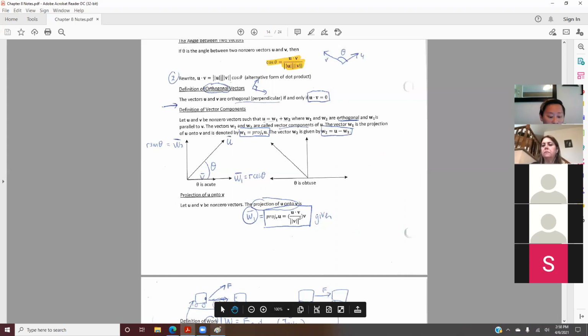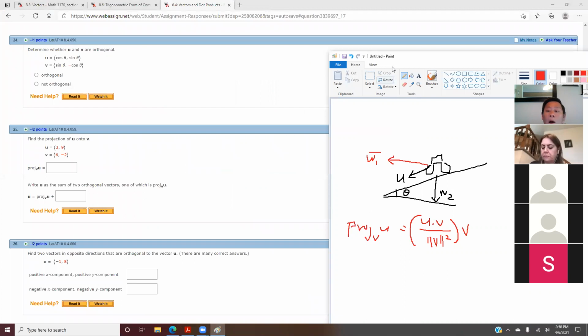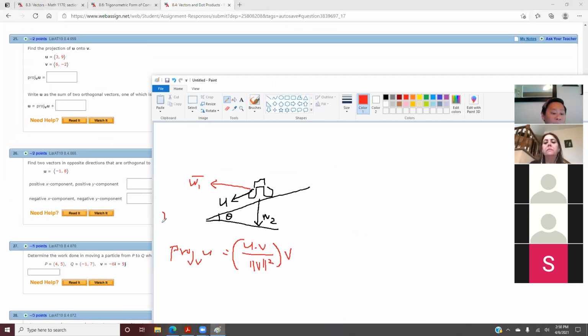And so in order for you to find question number 25, you will find the U dot V first, and then after that you find the magnitude of V squared, and then after that you multiply by the vector V. So let's look at this. So U is 3, 9, and V in this case is 6, -2.